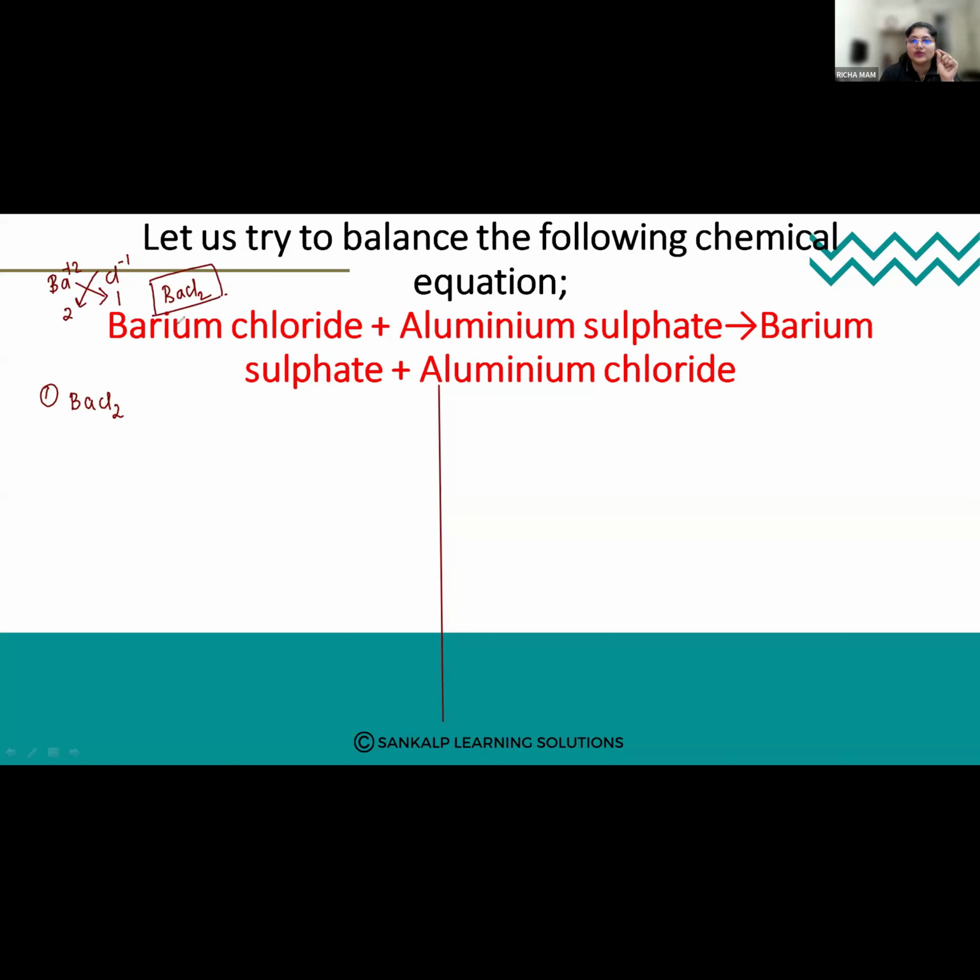When you want to write the ionic formula, you have to see the ionic charges. If they are unequal, what you have to do? You have to crisscross and write it. So this is barium chloride. Now, aluminium sulfate. Aluminium is Al plus 3, and sulfate is SO4 minus 2. Again, the charges are unequal. So what I'm going to write? The numbers 3 and 2.